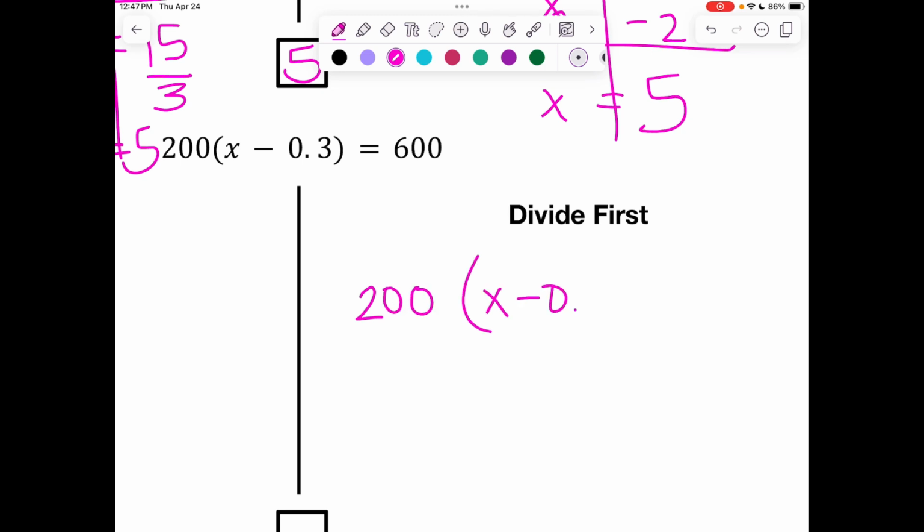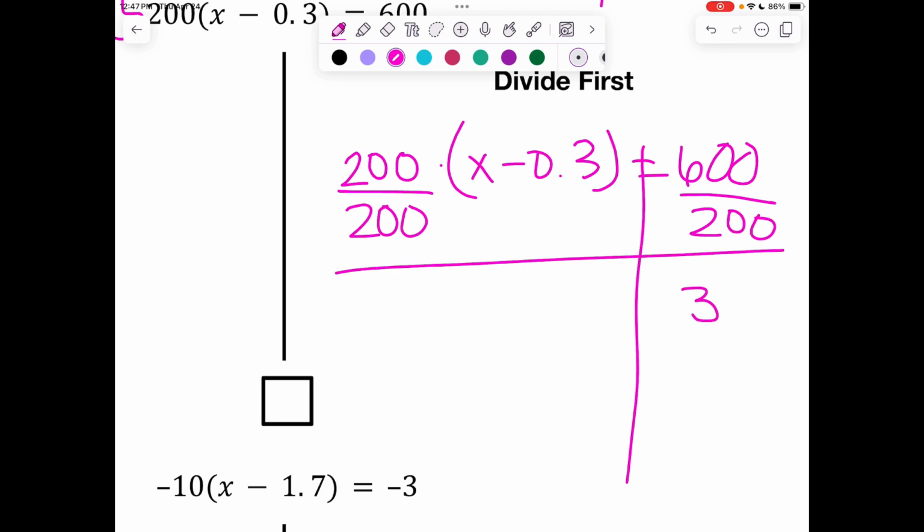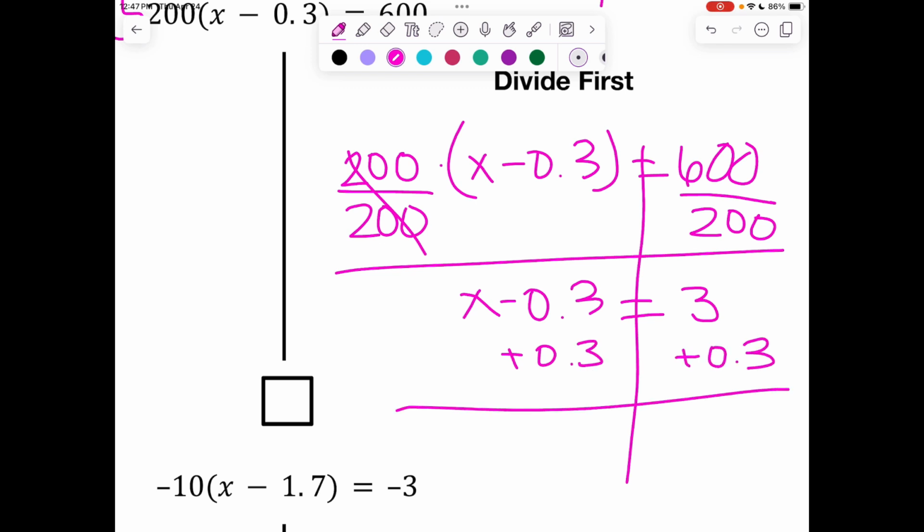So here's our problem. The first step is we're going to divide by this 200. So when we do 600 divided by 200, we get 3. And then our 200s cancel out on the left, so all we're left with is x minus 0.3. Then we need to add the 0.3 to both sides. When we do that, our 0.3s are canceled out, so we get x equals 3.3. And that is our answer.